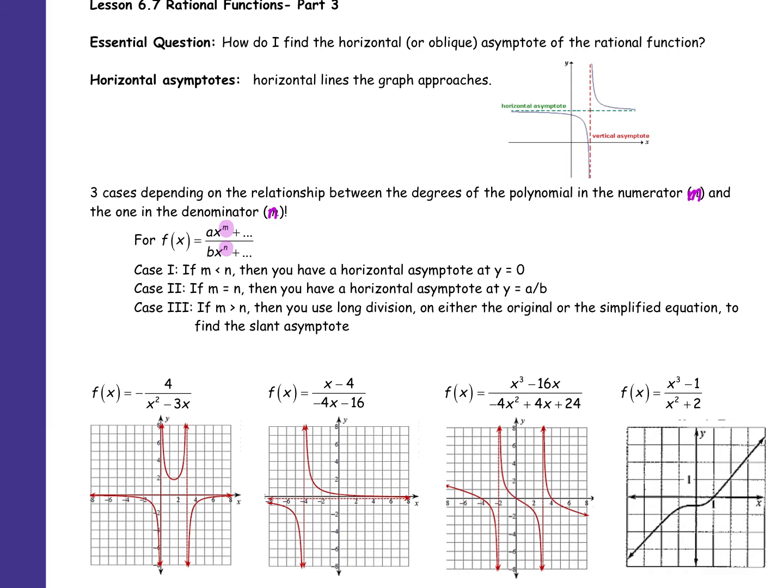If they happen to be equal to each other, they're the same power, then I take the coefficients of those terms, and it's whatever the top divided by the bottom. So whatever that happens to be, a divided by b. And then case 3 is the hardest one. If my exponent on the top is bigger than the exponent on the bottom, then I have an oblique asymptote, and I have to use long division to find out what that is. Okay, so that's the fun one. Yay!